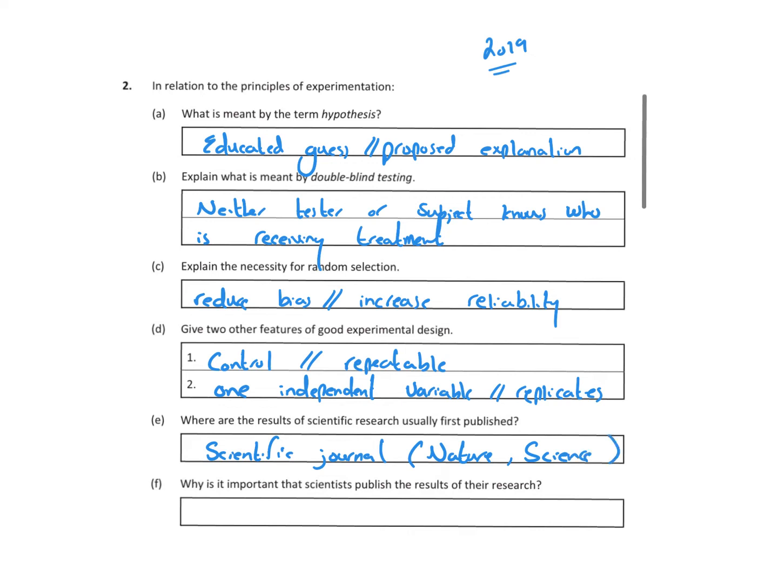And why is it important that scientists publish the results of their research? Well, so that they can be peer reviewed, they can be checked. And we throw in a second answer there as well. Also increases the knowledge of people. So really important that we do that. So we can see one full question there in the scientific method, covering everything that we've seen up to this point.